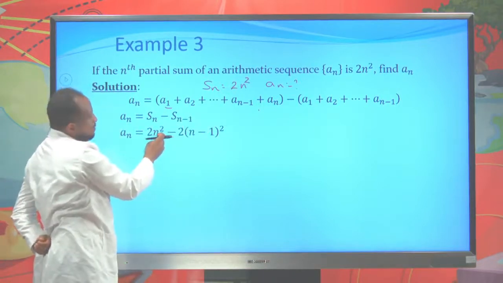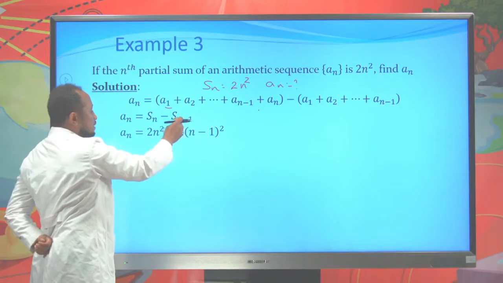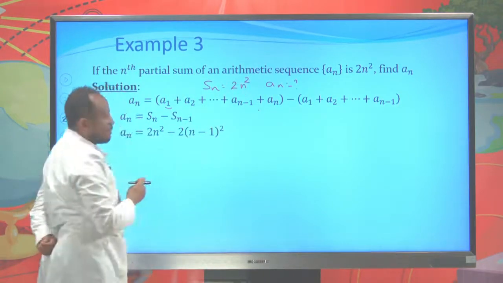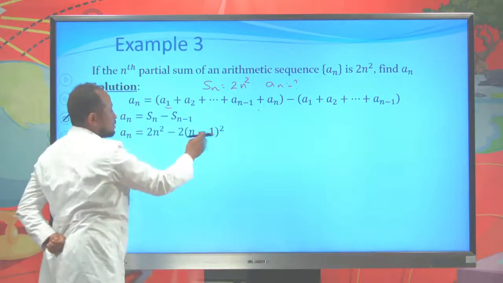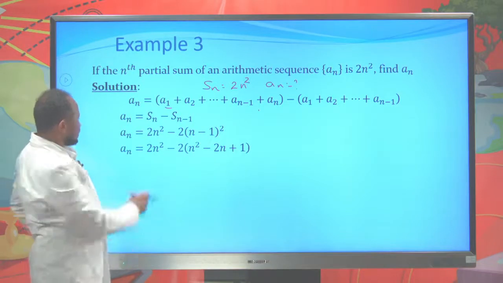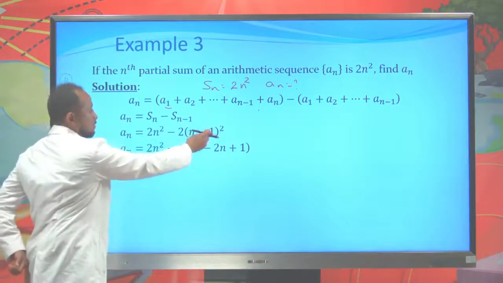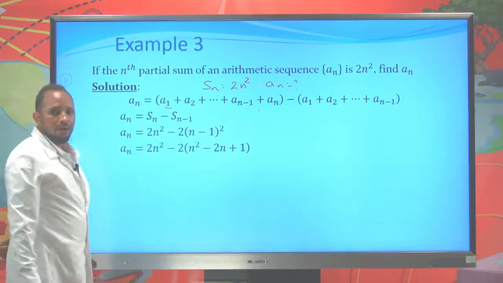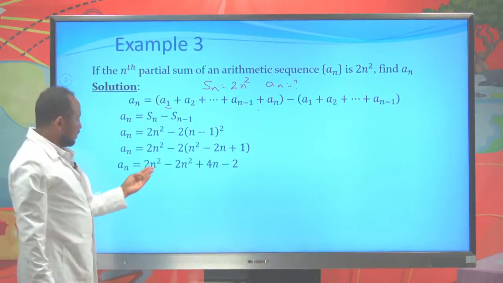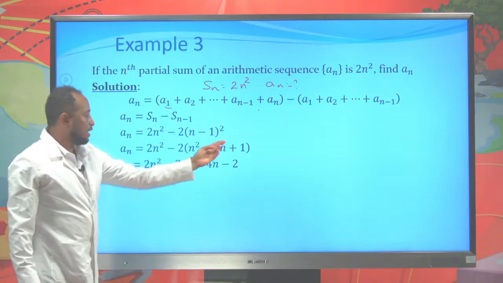So 2n squared minus Sn minus 1 means simply you can put n minus 1 here. So 2 times n minus 1 squared. Therefore, simplifying this, you'll have 2n squared minus twice of this, n squared minus 2n plus 1. So distributing 2, you'll have 2n squared minus twice of n squared.